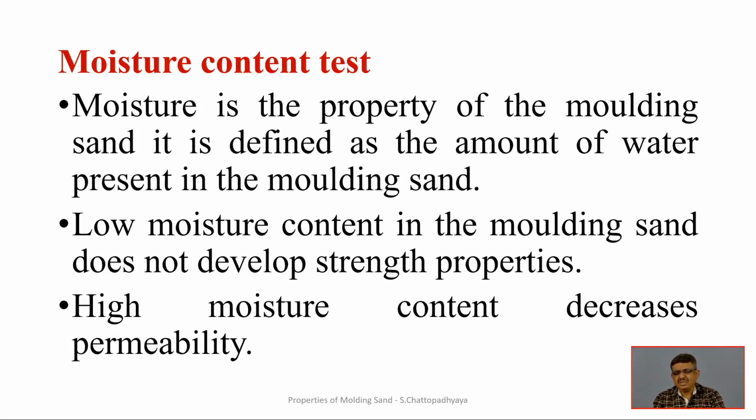Moisture content is easy. Whatever the moisture is there, we take some standard weight, then we dry it up, and then we again take the weight. The difference will be the moisture content. Low moisture content in the molding sand does not develop strength properties. You need strength from the moisture content, but high moisture content decreases permeability, so the gases and other things cannot escape. So life is a compromise. We have to combine those two things in order to achieve, for a very specific purpose, the best casting.